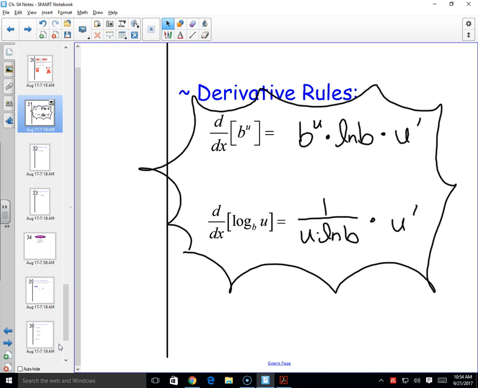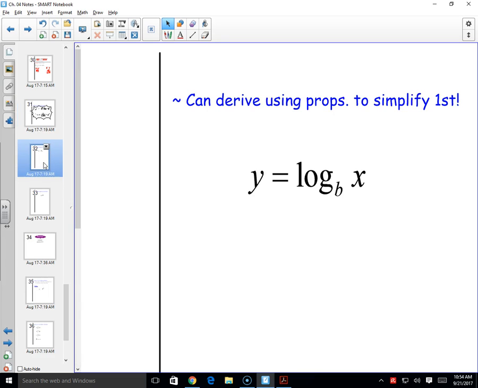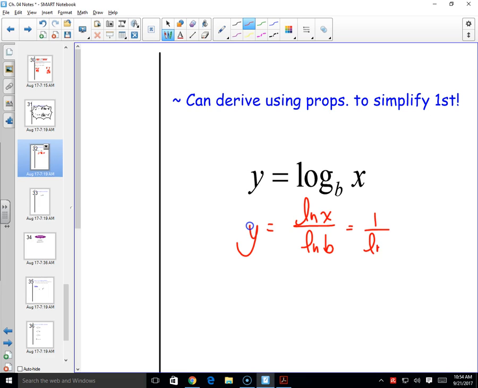Here we go. So these are the rules. My question to you is, how do we find them? Derive. Yeah, but you have to have this rule memorized. How do you find the rule to derive? The rule is 1 over u ln of b. Technically, make it ln of x over ln of b. Then you do the rule. That would be 1 over ln of b times ln of x. And what is the derivative of ln of x? 1 over x ln of b. Good job, Kyle.